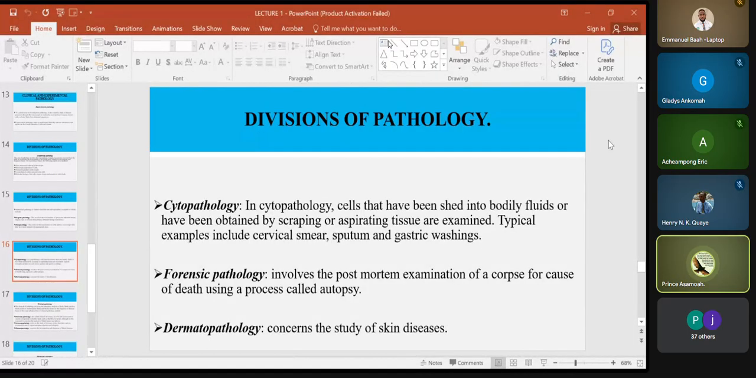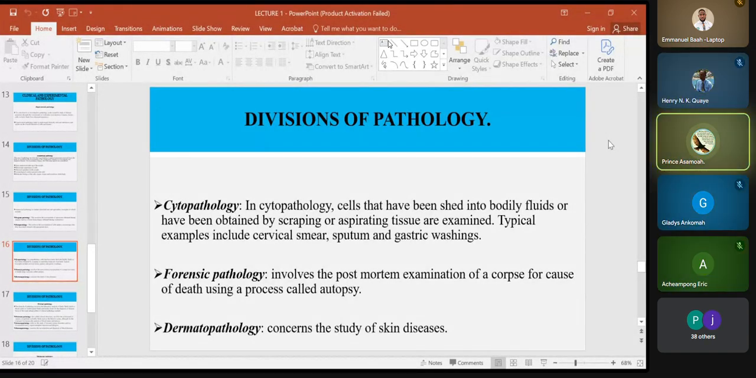You can even look at forensic pathology too. So we examine the corpses after death, to ascertain whether someone was able to get in touch with the patient before the person died, whether the person was strangled or something like that. So these are all forensic pathology that they do. Then dermatopathology, as the name suggests, they are into skin and all skin diseases. So they do their further studies in there.